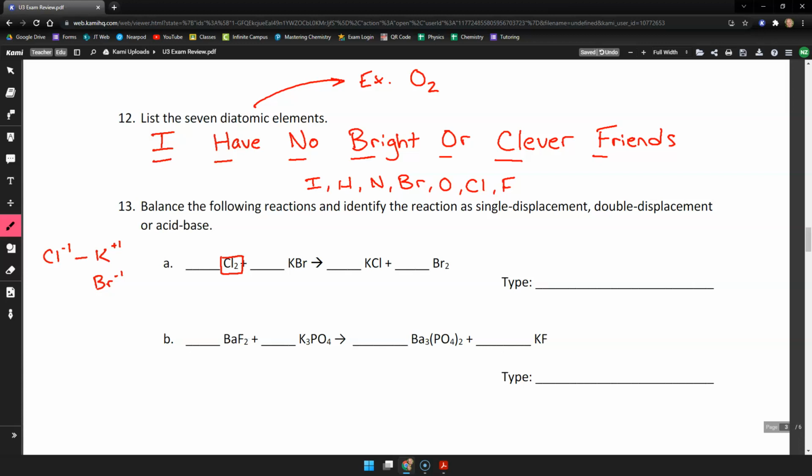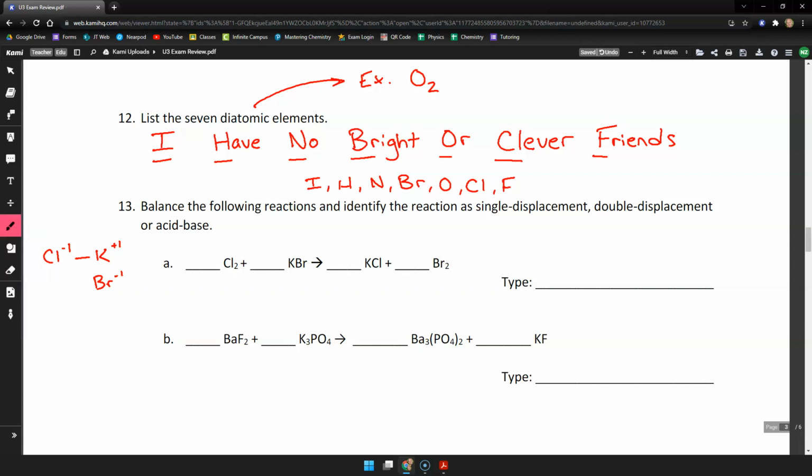So chlorine will pair up with potassium, which is what you see on the right side. And then we have bromine. Chlorine and bromine are both diatomic. So they can't be by themselves, so that's why there's a 2 there. Okay, let's balance this.